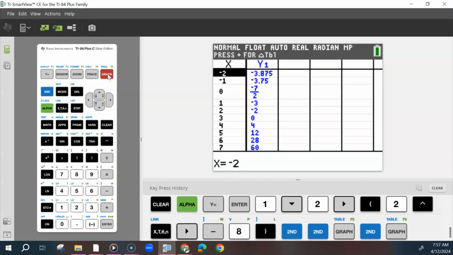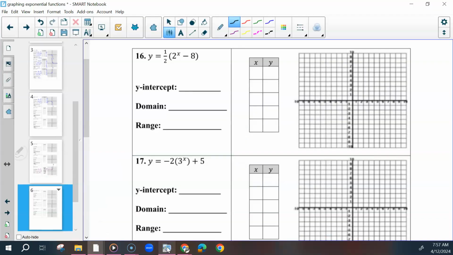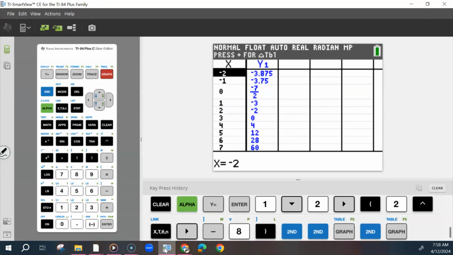And then go into your table. Our y-intercept is still at 0, negative 7/2, so we can use, again, the same x values. And then put in those y values. You can put this as the fraction or the decimal, it doesn't matter.